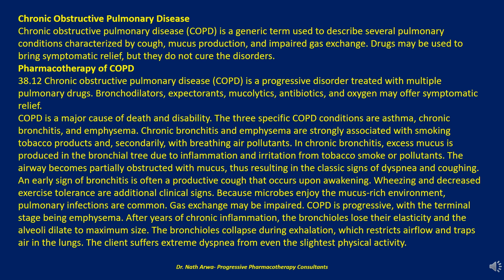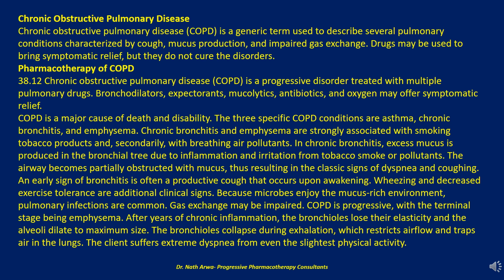In chronic bronchitis, excess mucus is produced in the bronchial tree due to inflammation and irritation from tobacco smoke or pollutants. The airway becomes partially obstructed with mucus, thus resulting in the classic signs of dyspnea and coughing. An early sign of bronchitis is often a productive cough that occurs upon awakening. Wheezing and decreased exercise tolerance are additional clinical signs. Because microbes enjoy the mucus-rich environment, pulmonary infections are common. Gas exchange may be impaired.